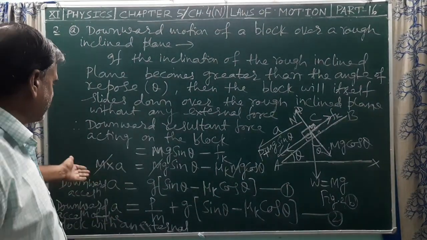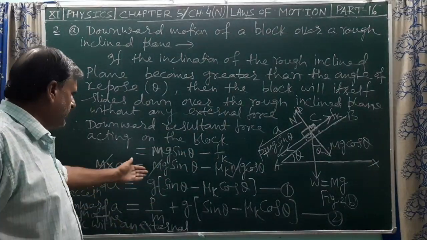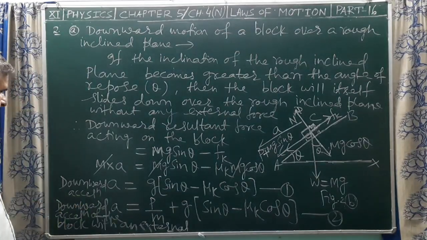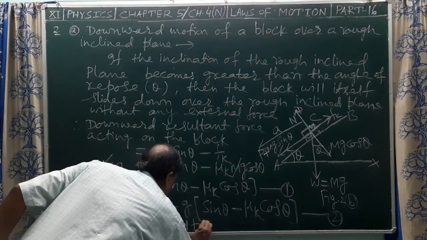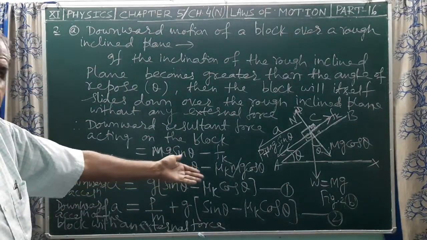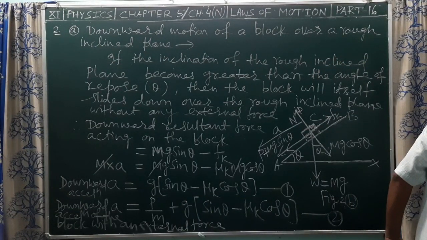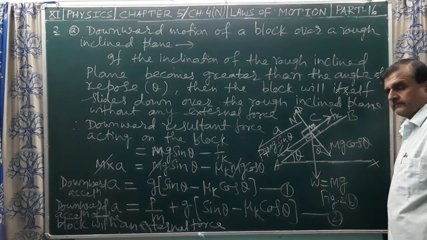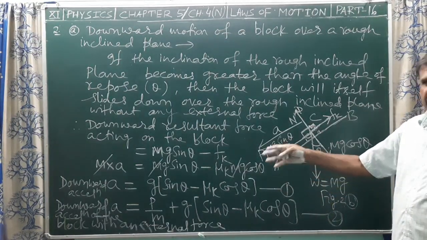One is downward acceleration of the block without external force, which is given by equation 1, that is a is equal to g, small g, under bracket sin theta minus mu k cos theta. And another formula for downward acceleration of the block with an external force P is a equal to P by M plus small g under bracket sin theta minus mu k cos theta. Now we have to solve a pair of problems related to downward acceleration of a block without any force and with a force.